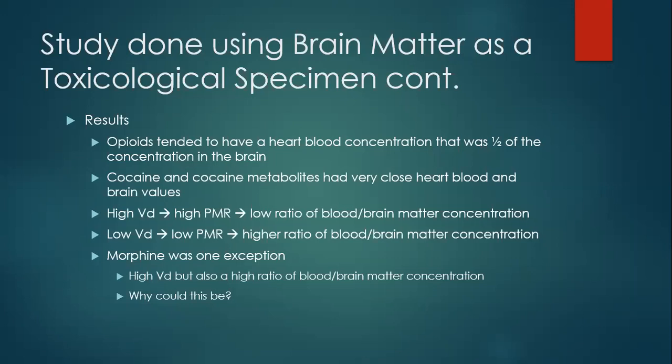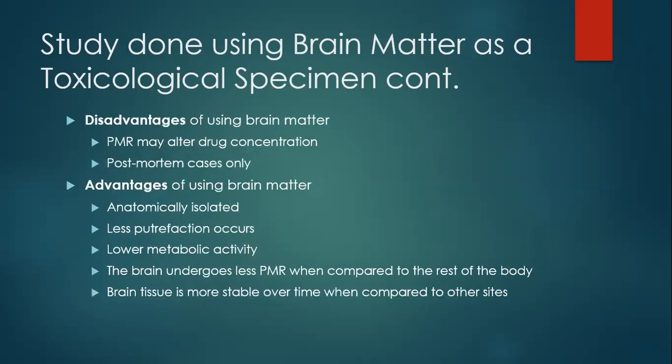And they acknowledged that morphine was one exception to this trend. Morphine has a high volume of distribution, but also a high heart blood to brain matter ratio. So this kind of goes across the two trends that I just explained. If you think about why this could be, it could be because morphine is extremely polar, meaning that its ability to penetrate the blood-brain barrier is a lot more difficult than other solutes.